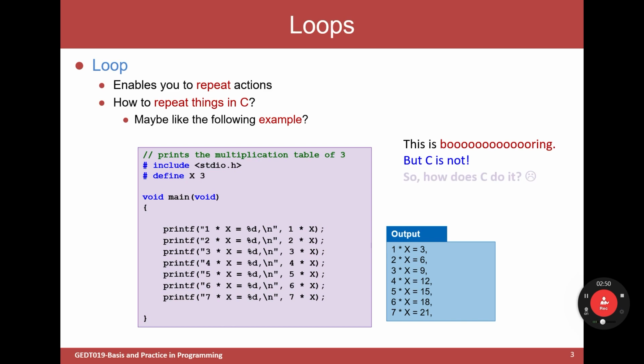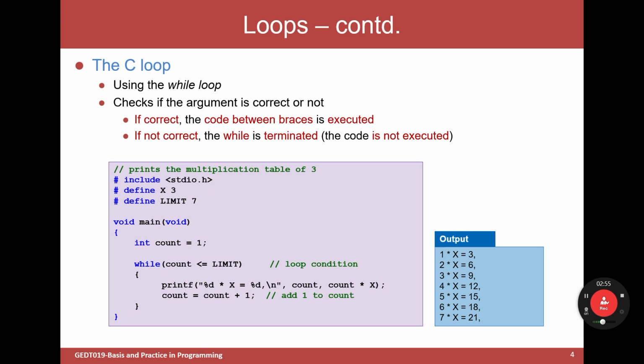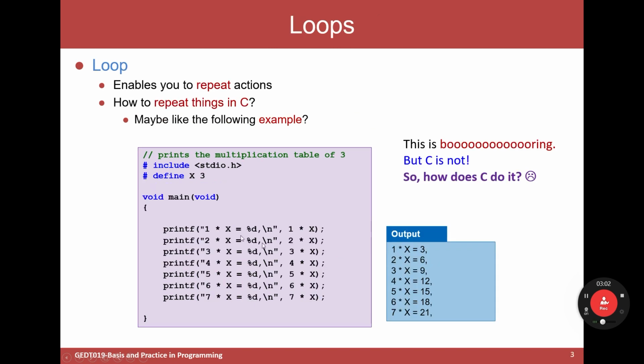In C, we can do this in a very simple way, and this is what we are going to see here. We will study something we call a loop. Loop means repeat things, okay? So in this sentence, we repeat 1 times 3, and then 2 times 3, and then 3 times 3, 4 times 3, and so on. We want to repeat this sentence every time. The only thing that changes is this number, while x stays 3.